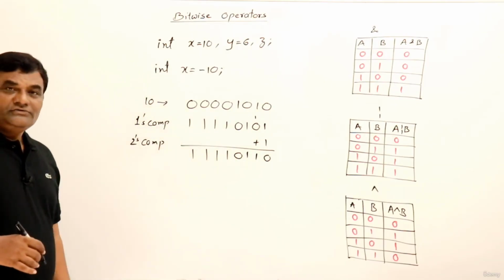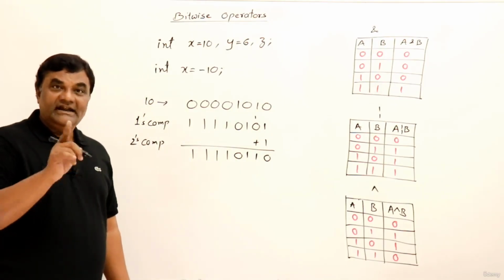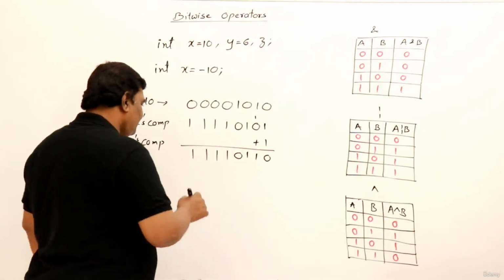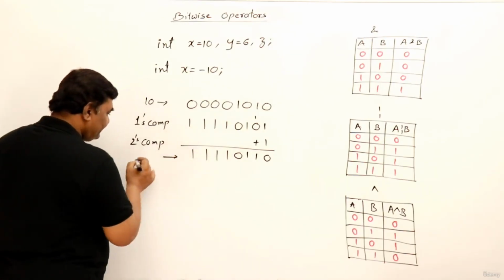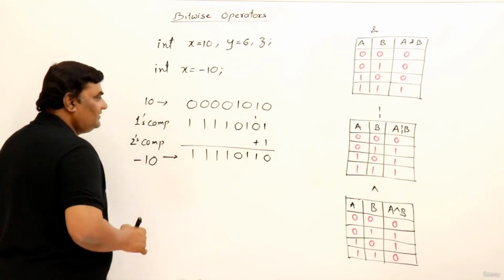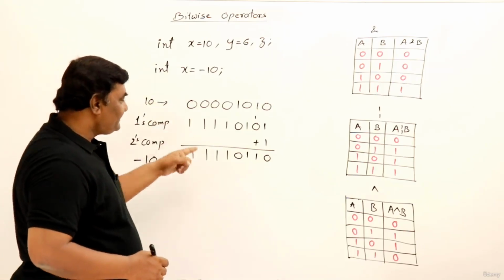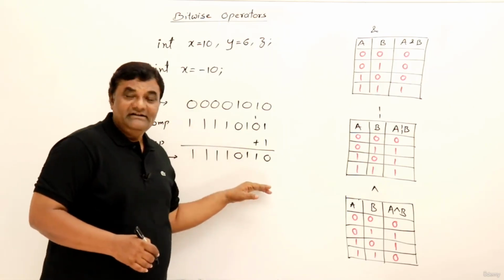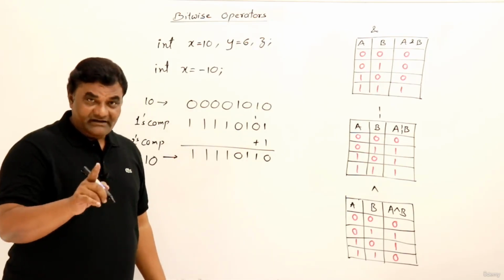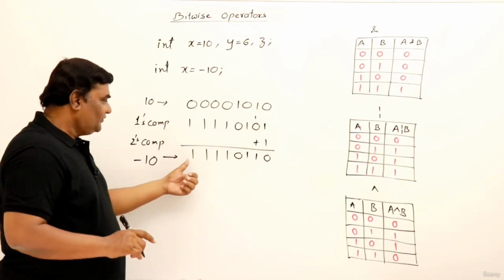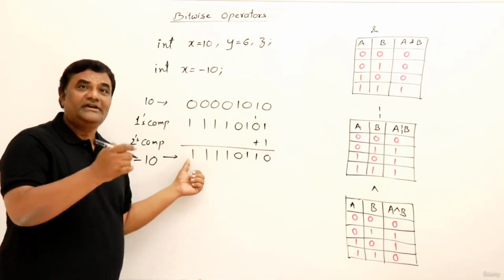This is the 2's complement of 10. So this is nothing but minus 10. Minus 10 is represented like this. I am showing only 1 byte, just for understanding it. If you look at the most significant bit, it is 1.